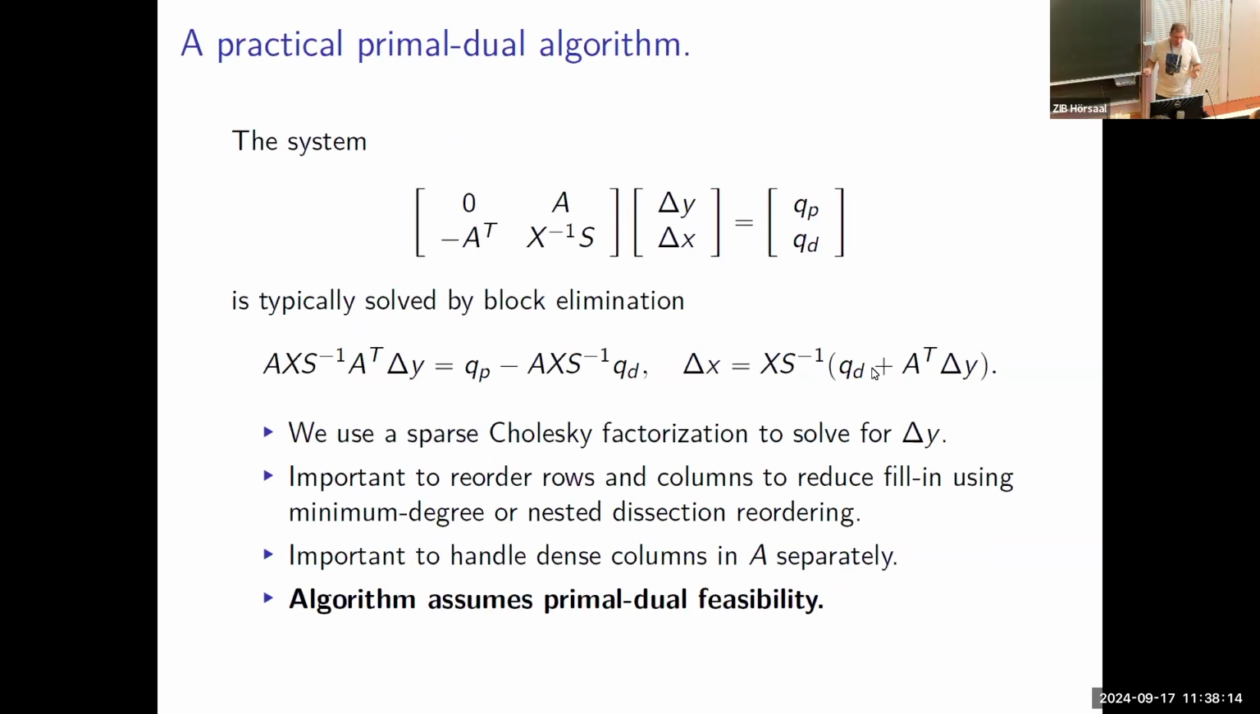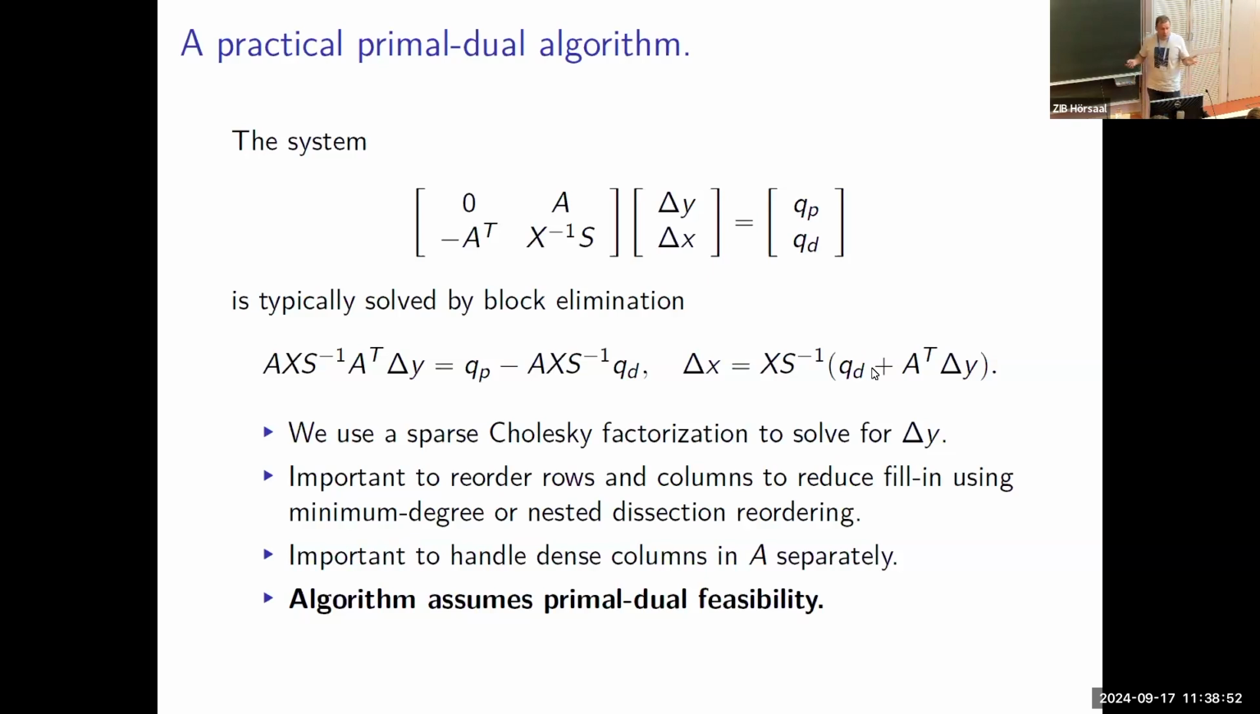So we use sparse Cholesky. Since we use sparse Cholesky, it's important to reorder rows and columns of this matrix to reduce fill-in, and it's important to handle dense columns in A separately. If there was a dense column in A here, then this product would be very dense. So the density propagates. So those are two things that are important in a real implementation: use row and column permutation and handle dense columns separately.